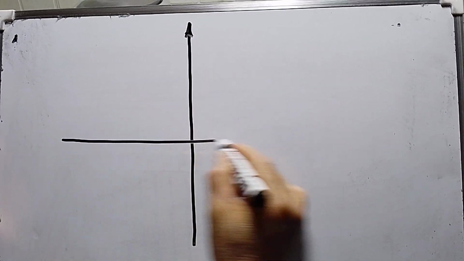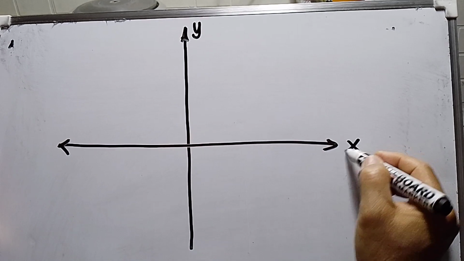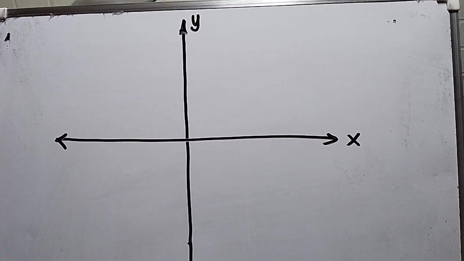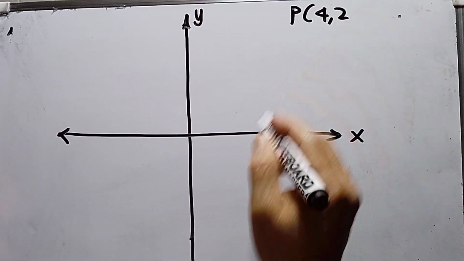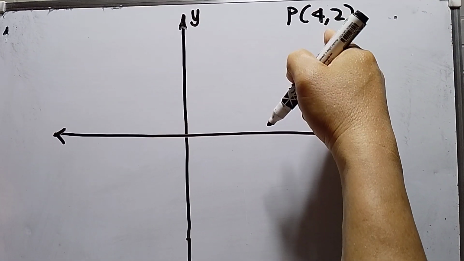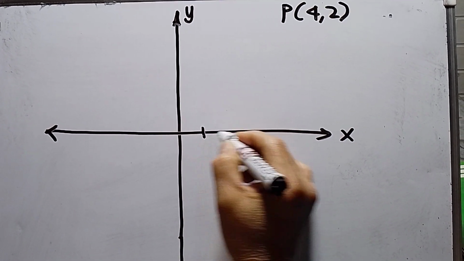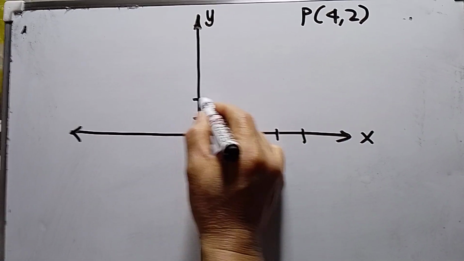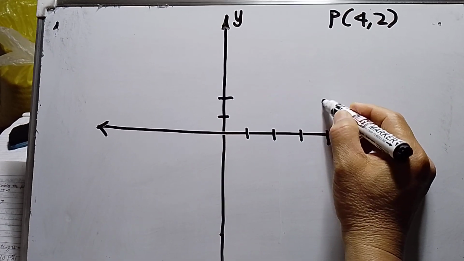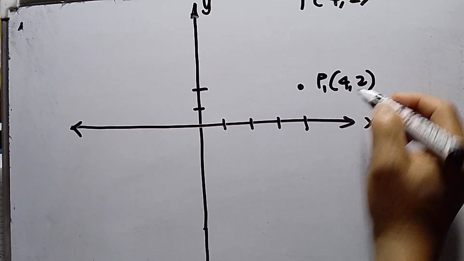So I have here this one. This is my y-axis and this is the x-axis. So I have the point (4, 2), which will be located in the first quadrant. So I need to calibrate 1, 2, 3, 4, and then 1, 2. So my point is here. This is point 1, which is (4, 2).